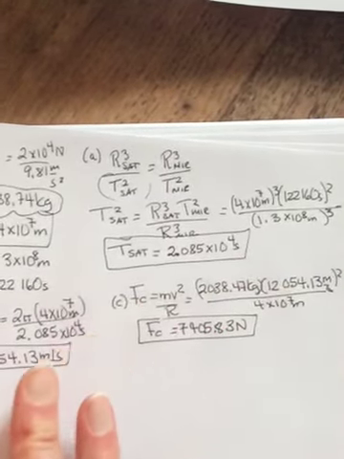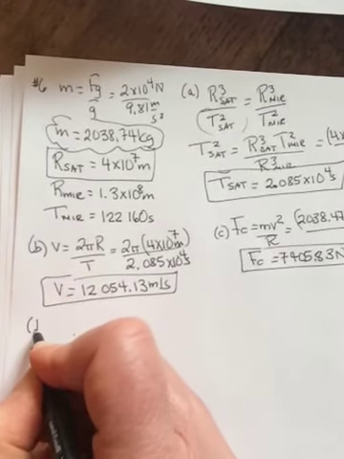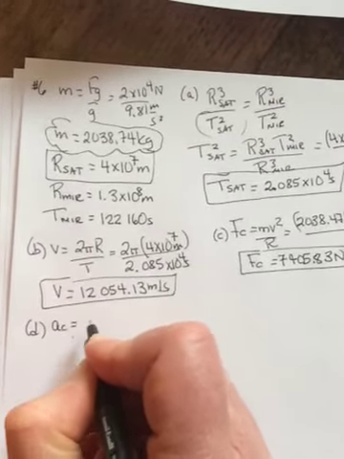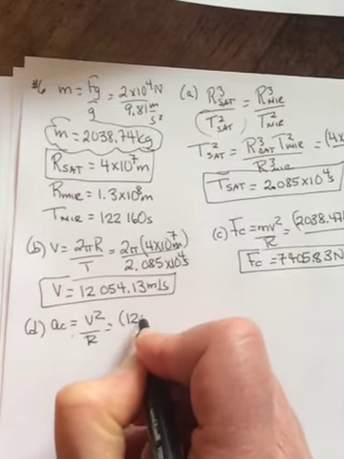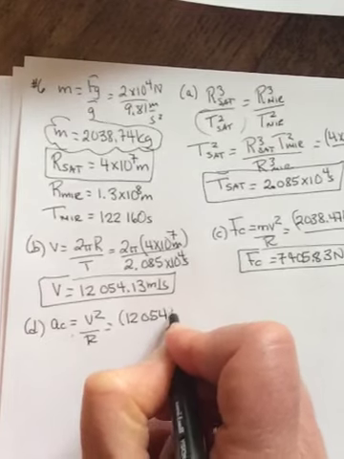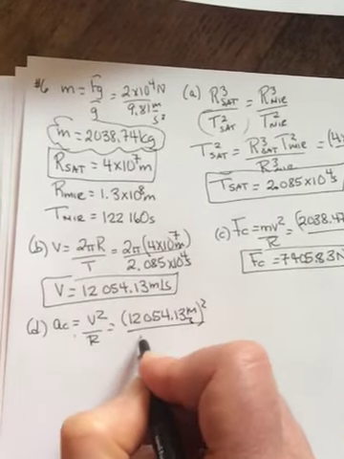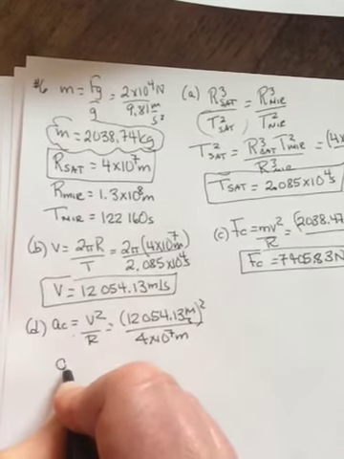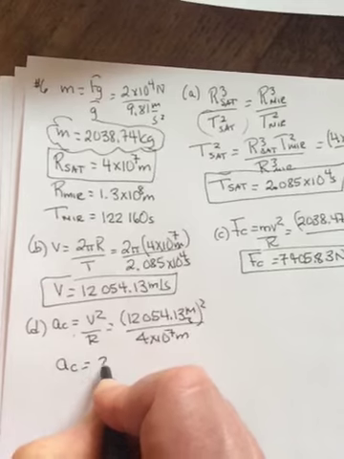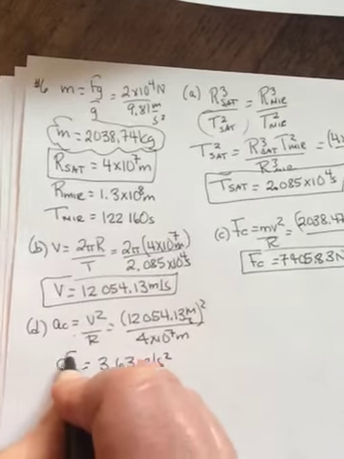Part D wants to know the centripetal acceleration. You can find this a couple of ways. You probably did Ac equals v squared over r, would be my guess. So 12,054.13 meters per second, squared, and the r was 4 times 10 to the 7th meters. And when you do this, you should get an Ac of 3.63 meters per second squared.